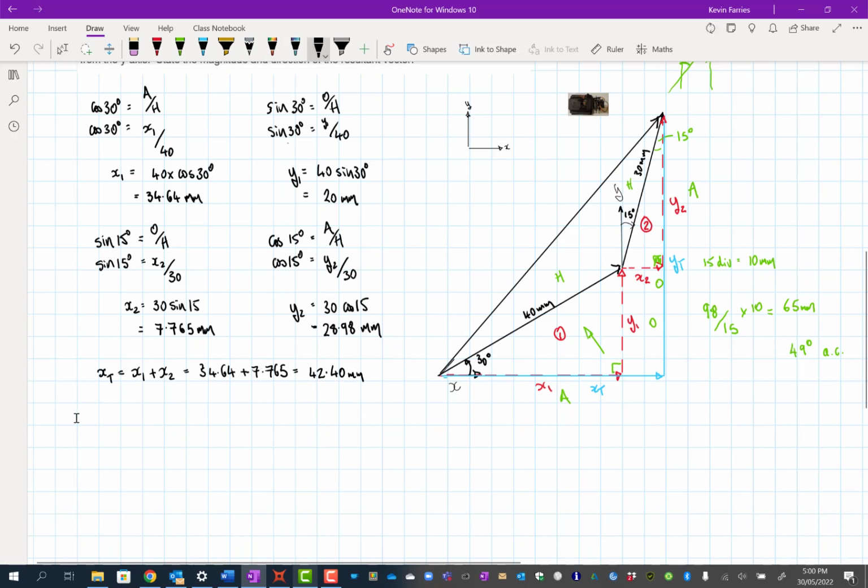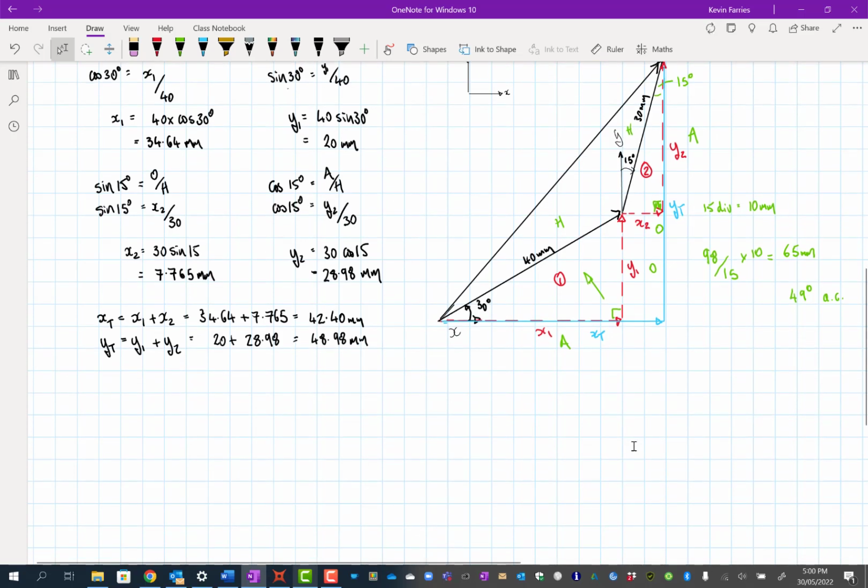Seems reasonable. Y total is equal to y1 plus y2. So this whole y component here is just the sum of this one plus this one. So y1 plus y2, which is equal to 20 plus 28.98, which is equal to 48.98 millimeters.